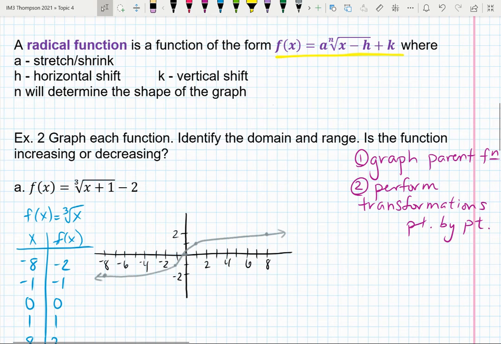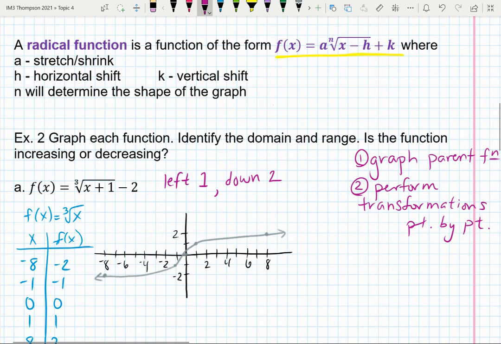All right. Well, what we know about functions is whatever I add or subtract inside the argument causes a horizontal shift. The plus 1 is actually going to move my graph left 1. It's always going to be the opposite. Whatever I do to x is always going to be in the opposite direction. And the minus 2 outside the radical is going to shift this down 2. I don't have a change in A, so I don't have a stretch or a shrink or a reflection. Just a shift.